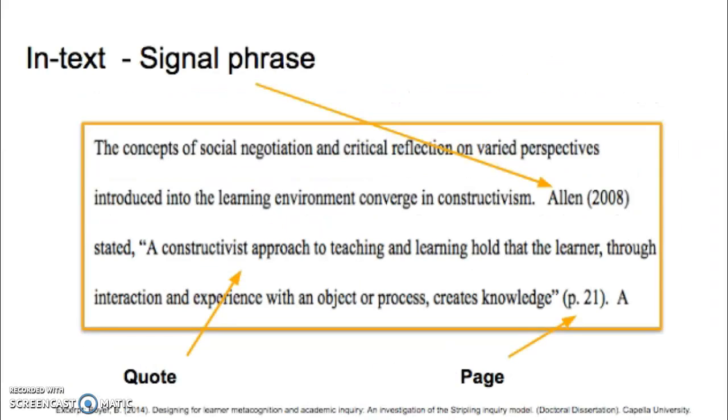Here's another example of a signal phrase. Here I'm talking about a researcher named Allen, whose study was done in 2008. Allen stated, and then I give the quote, and then I end the quote with end quotation marks, the exact page, and the final period of the sentence. It's really important to do this because it signals to our readers that we are acknowledging that this is information that we have taken from another scholar.